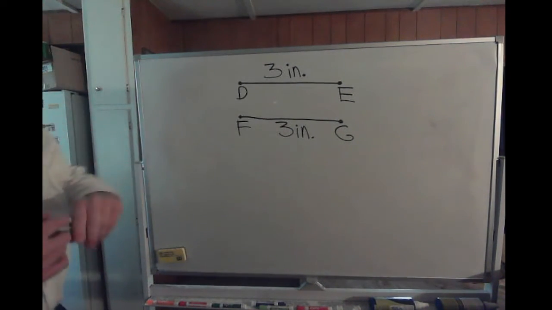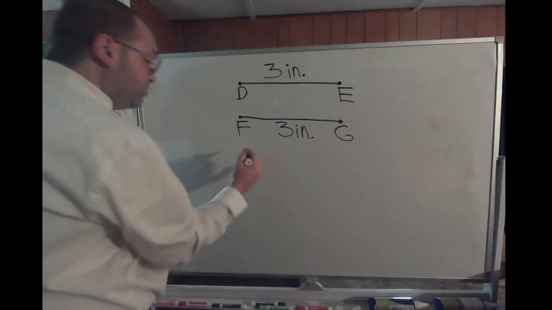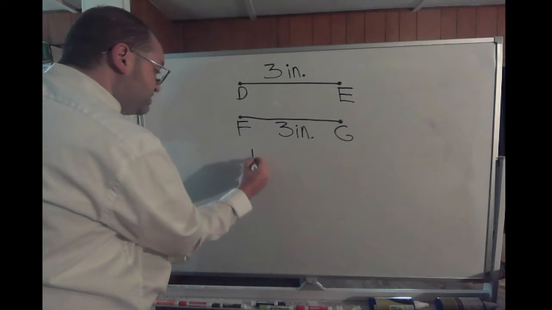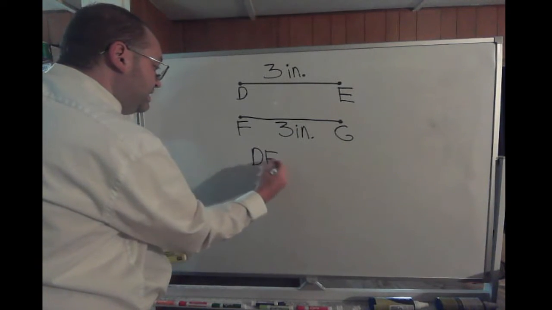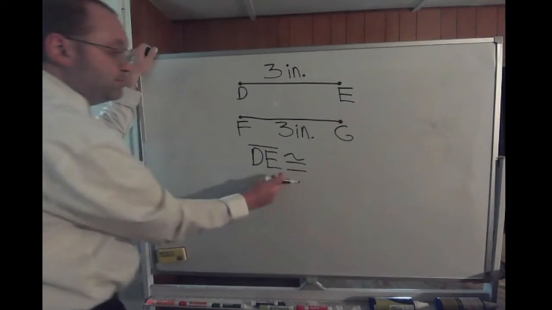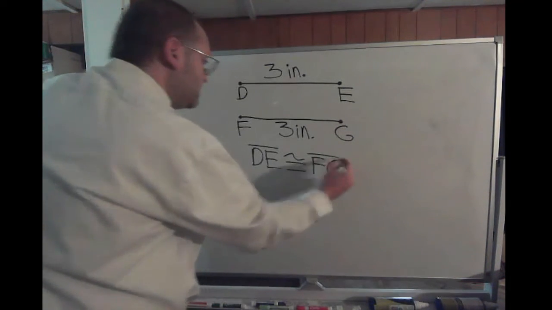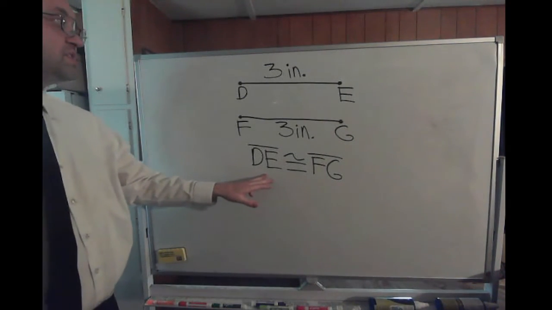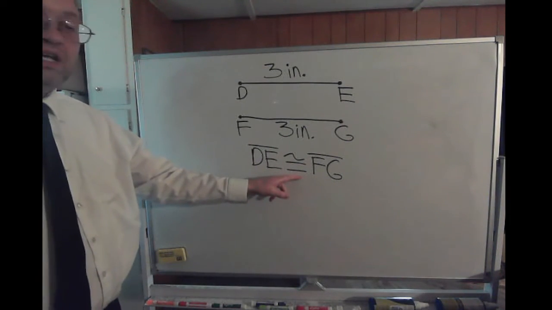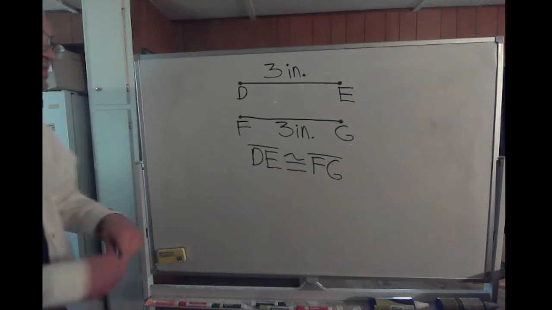They're both 3 inches. So if they're the same size, if they're congruent, there's 2 ways to write this. You can start here with segment DE is congruent, so here's the congruent symbol, is congruent to segment FG. So this is how we're going to say segment DE is congruent to segment FG. It looks like an equal sign with a tilde above the equal sign. That's what the congruent symbol is.